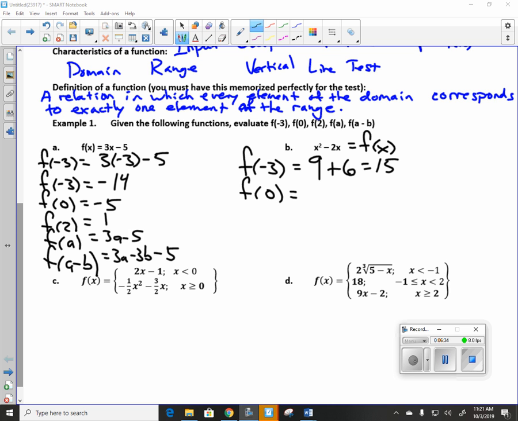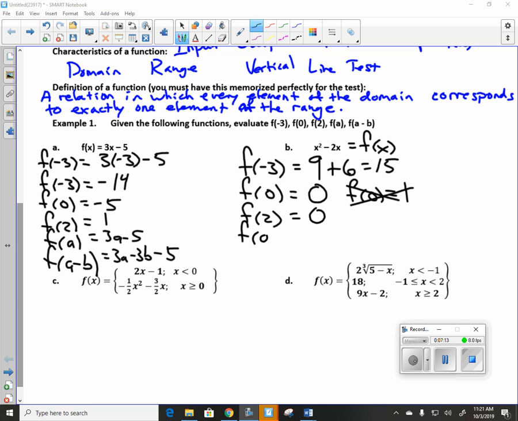F of 0? 0. F of 2. 2 squared minus 4. 0. If I came up with 0 twice, does that mean it's not a function? That's like Carson scores 0 goals in a game and Blake scores 0 goals in a game. That's possible, correct? So it's a function, okay? You just can't have f of 0 is also equal to 1. Then it would not be a function, okay? So, but we don't have that, okay?